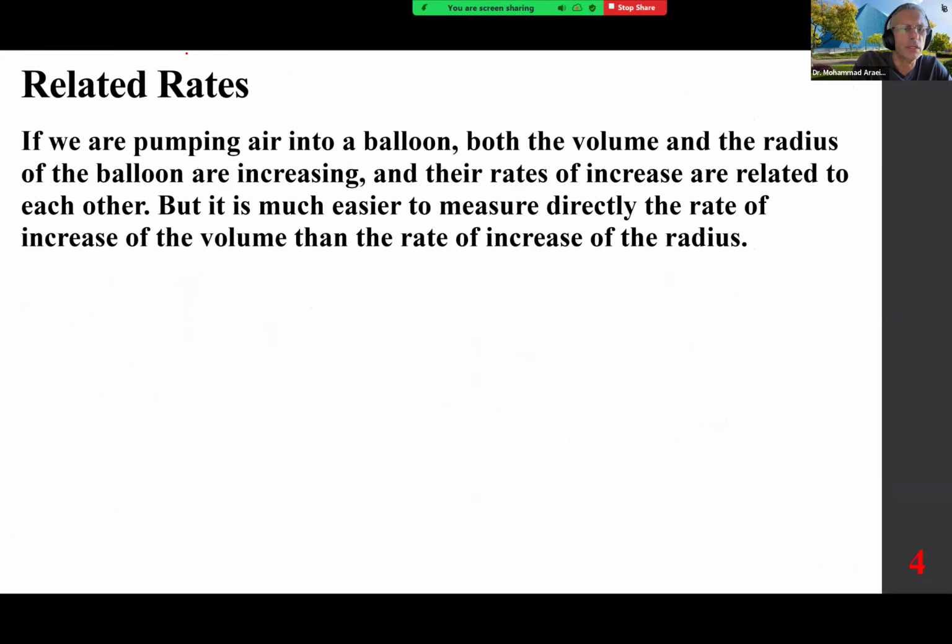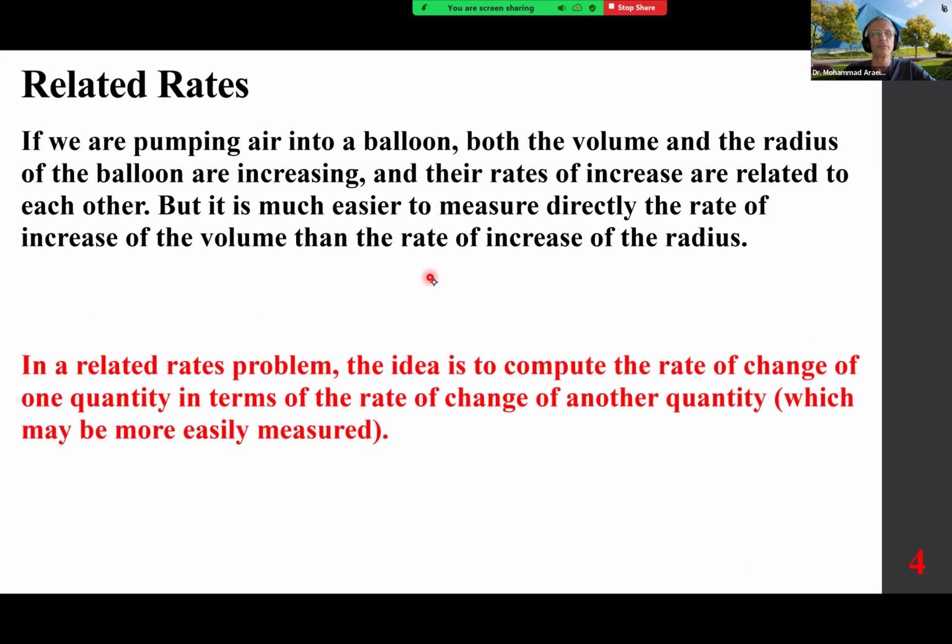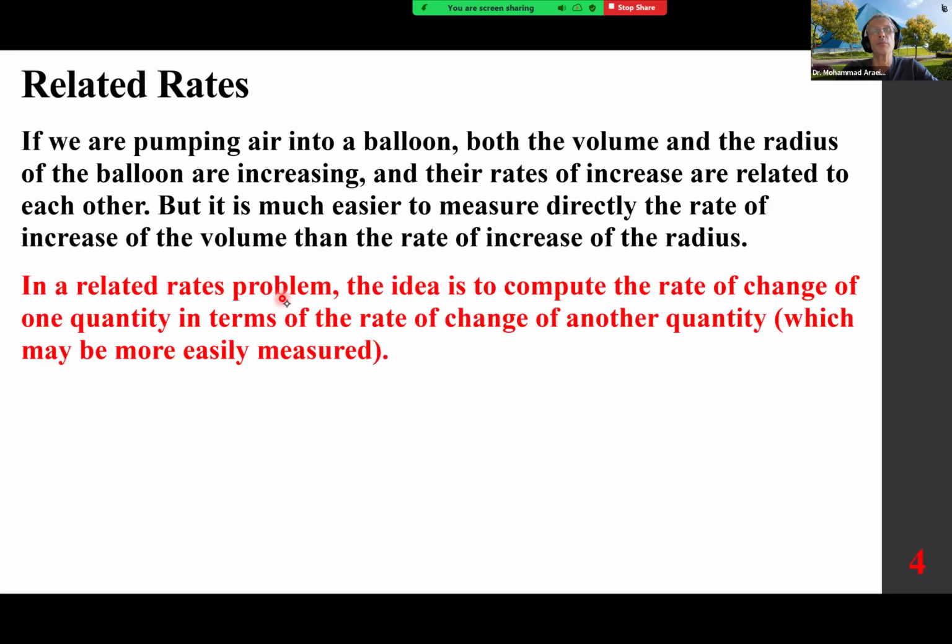So what is related rates? Let's look at the concept. If, as an example, we are pumping air into a balloon, both the volume and the radius of the balloon are increasing, and the rates of increase are related to each other. But it is much easier to measure directly the rate of increase of the volume than the rate of increase of the radius. In a related rates problem, the idea is to compute the rate of change of one quantity in terms of the rate of change of another quantity, which may be more easily measured.